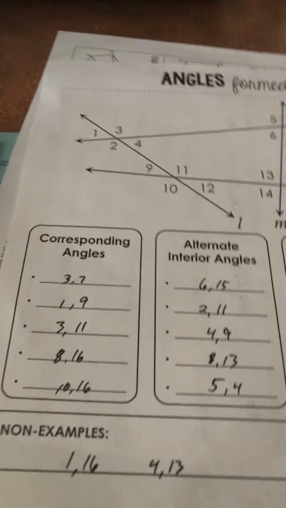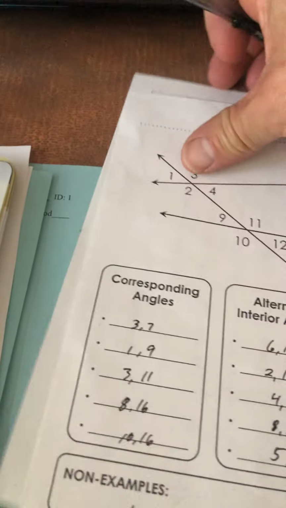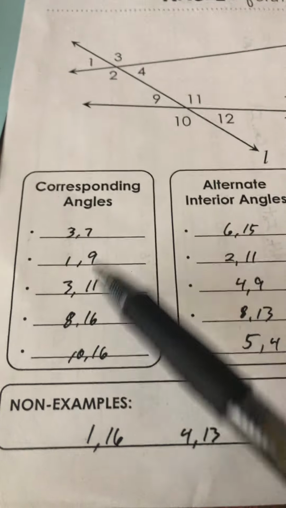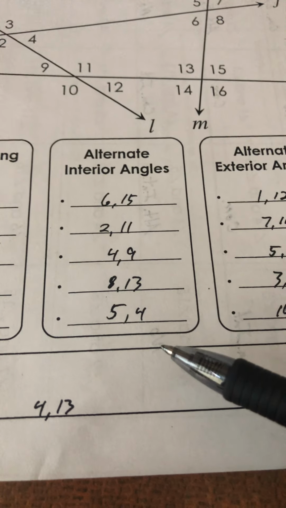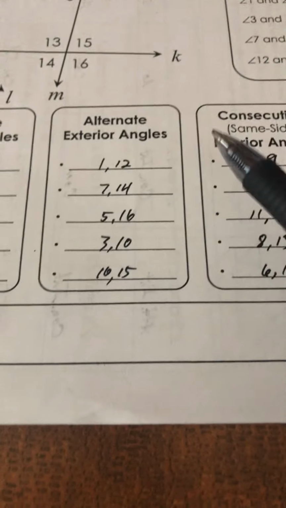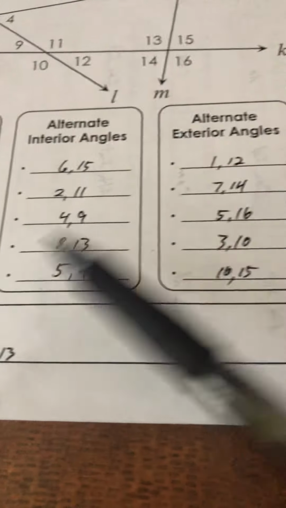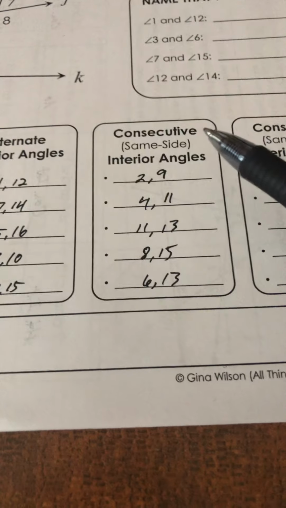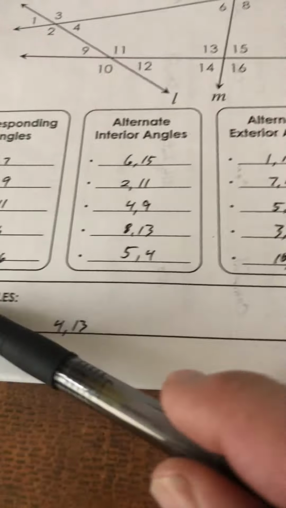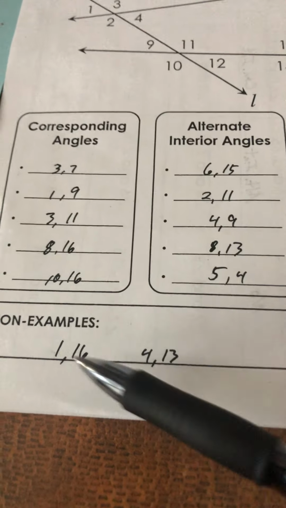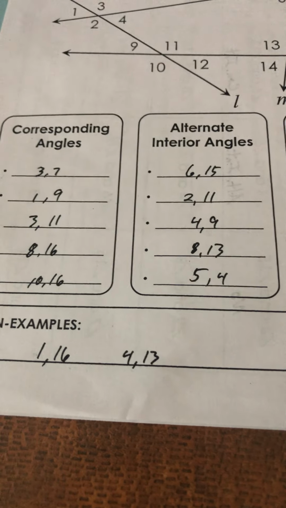I'm also going to show you my answers here. I did not write the angles to them, but I think there might be answers already, but in case you did not have these, all the corresponding angles are listed there. You could pause this. All the alternating angles are listed there. Alternating exterior, alternating interior, consecutive same side interior angles, and the consecutive exterior angles. Okay, some non-examples would be 1 and 16, angle 4 and 13.